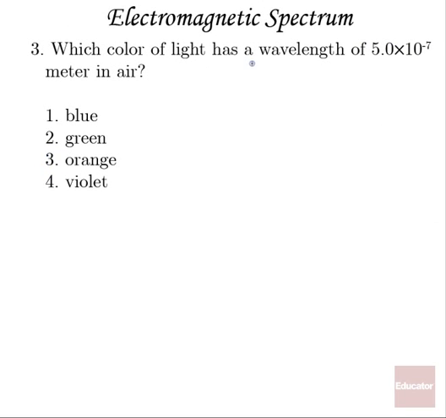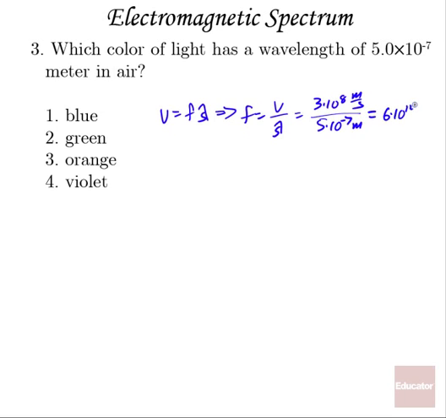Number 3. What color of light has a wavelength of 5 times 10 to the minus 7 meters in air? Well, the first thing I'm going to do is find the frequency. That helps me determine what type of wave it is. So if v equals f lambda, then frequency is v over lambda, which is 3 times 10 to the 8th meters per second over 5 times 10 to the minus 7 meters, which comes out to right around 6 times 10 to the 14th hertz. Now I go look for that frequency on my electromagnetic spectrum, and I find that that's just at the border of blue and green, but slightly into green on my version of the spectrum.